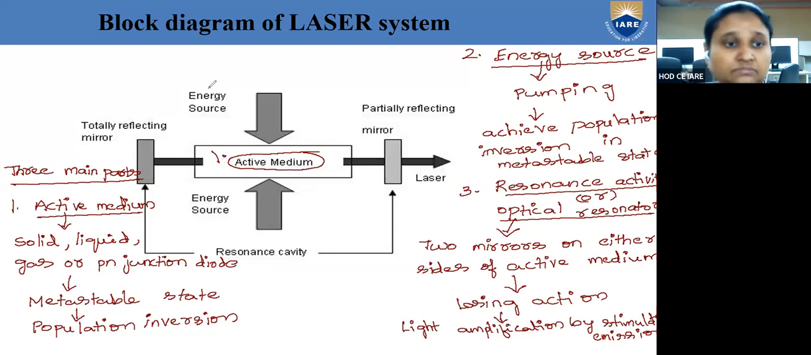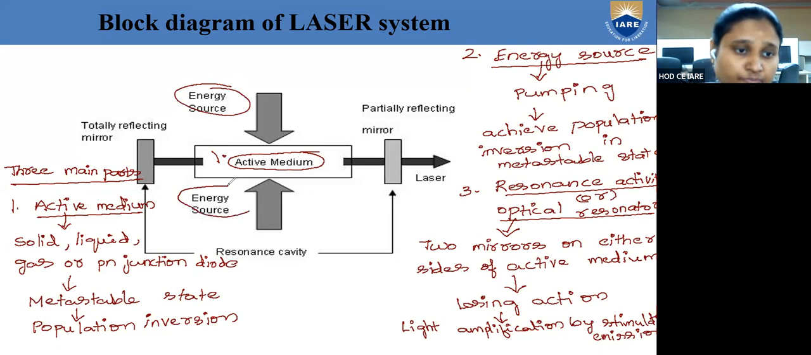Then coming to the second part. Second part is energy source. And what is the third part? The third part is the resonance cavity, or it is also called an optical resonator. Right. First, I'll tell you what is active medium. Are you able to see this active medium in this block diagram? This is our active medium.